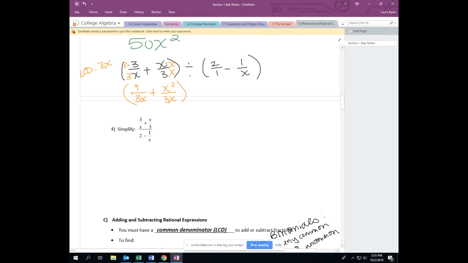When we go to combine these two things together with addition, there aren't any like terms in the numerator, so really the only thing we're going to be able to do is write these two things next to each other. Remember, the rule for adding and subtracting fractions is that the LCD stays the same. You do not add or subtract the denominator. It remains whatever you made it. So there's my first expression, 9 plus x squared divided by 3x.